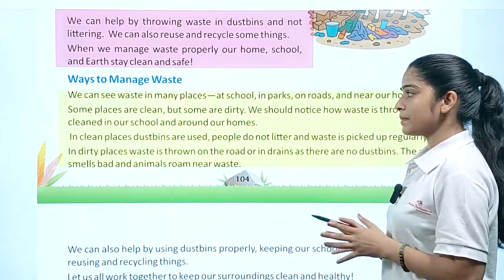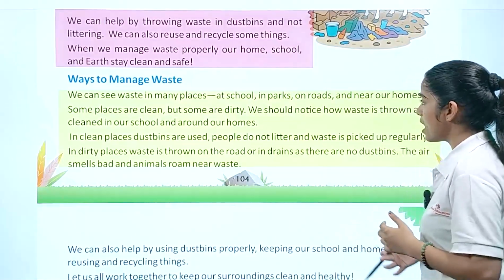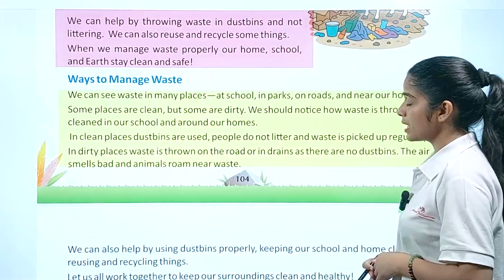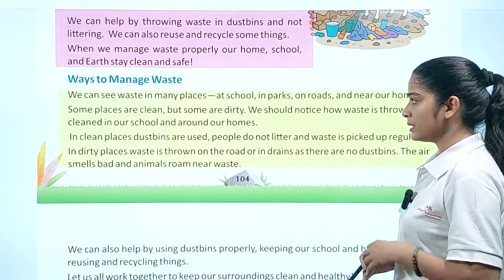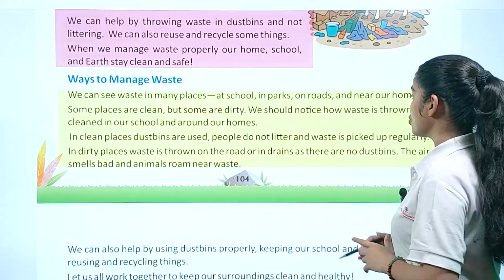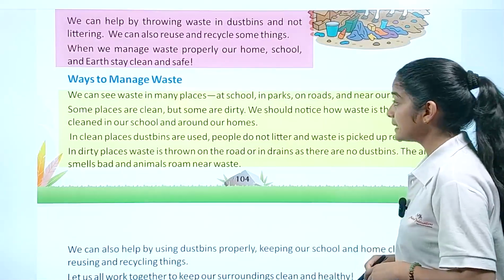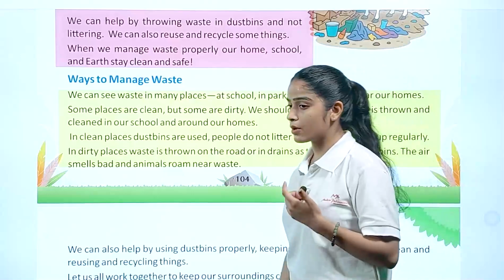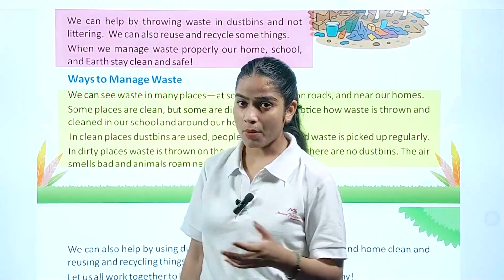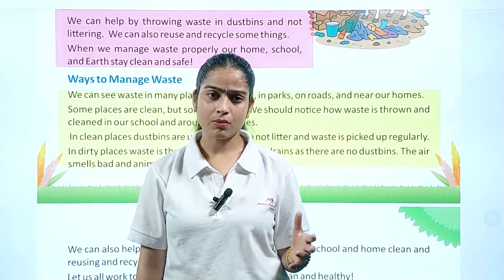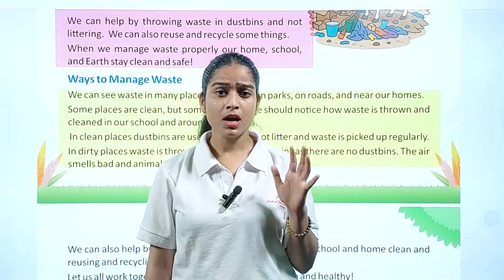We can see waste in many places: at school, in parks, on roads, and near our homes. Some places are clean, but some are dirty. We should notice how waste is thrown and clean our school and the area around our home. What we see is very common in our surroundings. We see waste on roads. We see waste on the footpath.